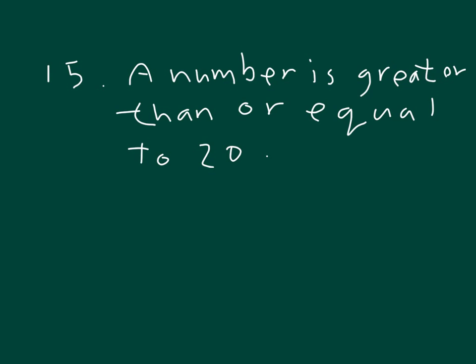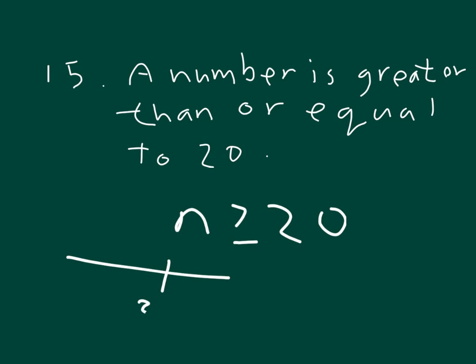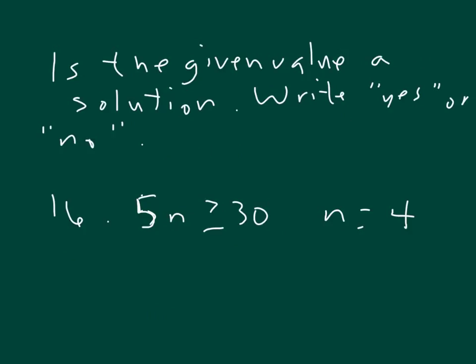So number 15 is probably a level easier than number 14. A number is greater than or equal to 20. So we just say the number is greater than or equal to 20. It's that easy. You could draw it on a graph. It would look like this, but 20 is included, and it goes this direction. But you probably don't need to draw a number line to understand that, but if it helps you, go for it. For 16, 17, and 18, you're going to write yes or no.